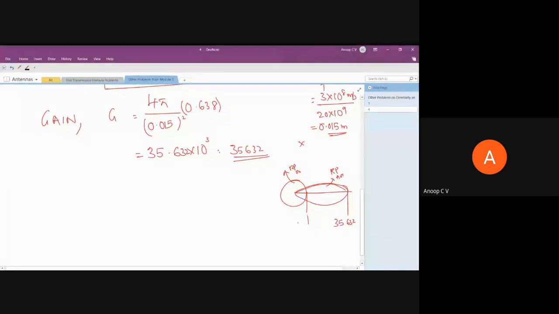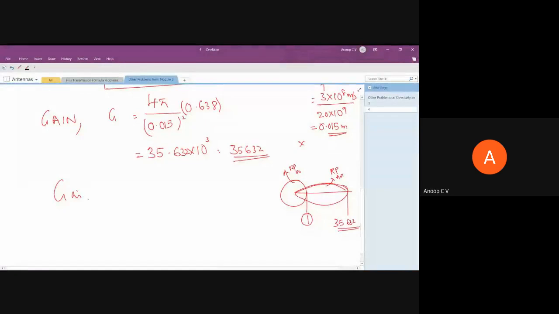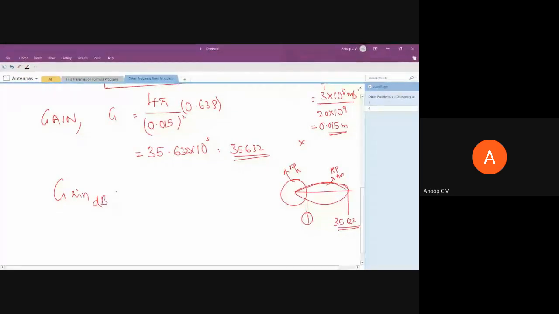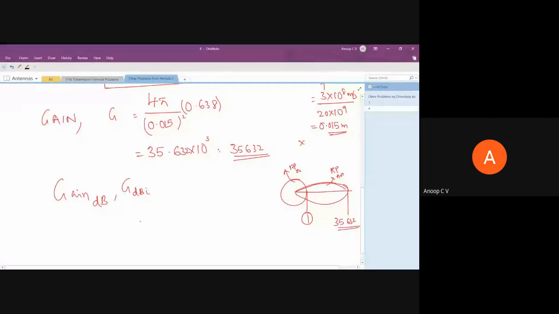If it was an isotropic radiator, which spreads power equally in all directions, and the maximum power in a given direction was 1 unit, then if you use this particular antenna instead, the power in the maximum direction would have been 35,632. That is the meaning, right? So now gain in dB, G dB, or normally we write dBi, which means decibel over isotropic.